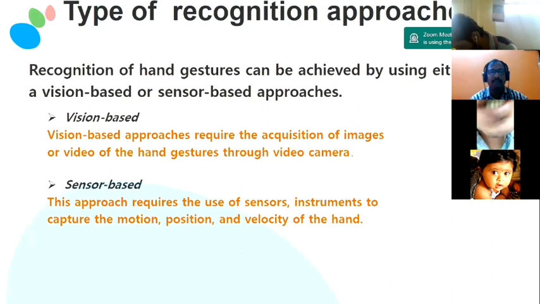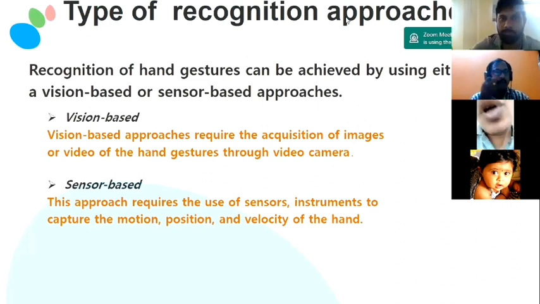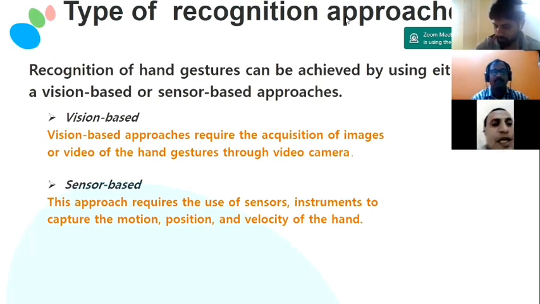Next stage, image pre-processing. When the sign is captured by the camera, it needs pre-processing before entering the model, whose output is text or voice. Pre-processing means removing noise from the pictures. There are a lot of filters, but the most familiar are the median and Gaussian filters. Next stage, segmentation.